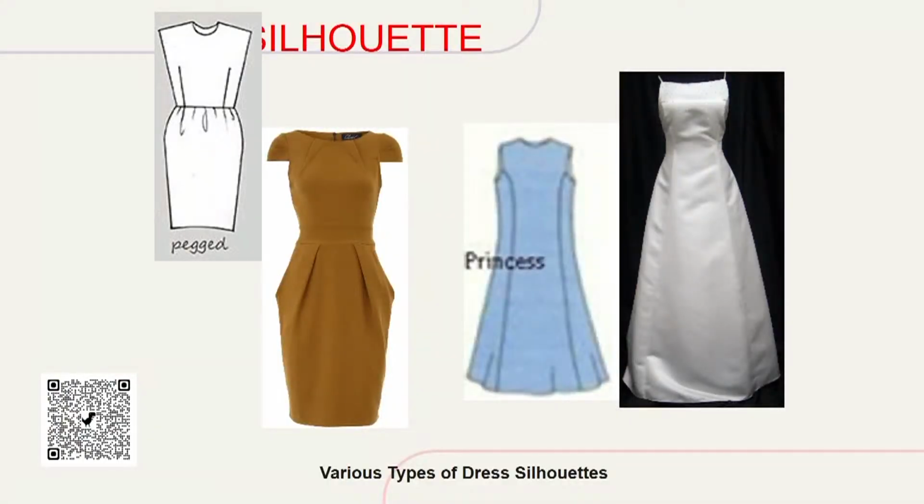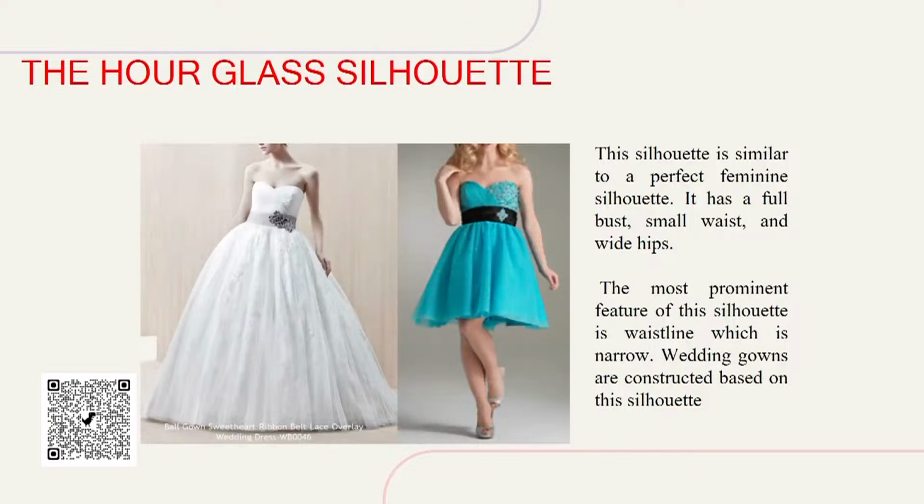Some more silhouettes which are available are the pegged silhouette, the princess line silhouette as shown in the images on the slide. In addition, you will also see silhouettes like the hourglass silhouette. So, the hourglass silhouette is similar to perfect feminine silhouette, which consists of a fuller bust, a small waistline and wide hips. The most prominent feature of this silhouette is waistline, which is narrow.